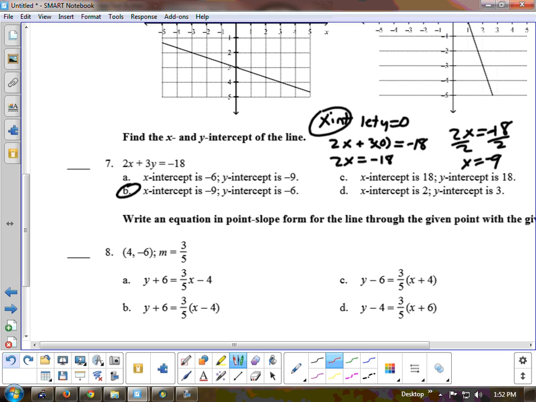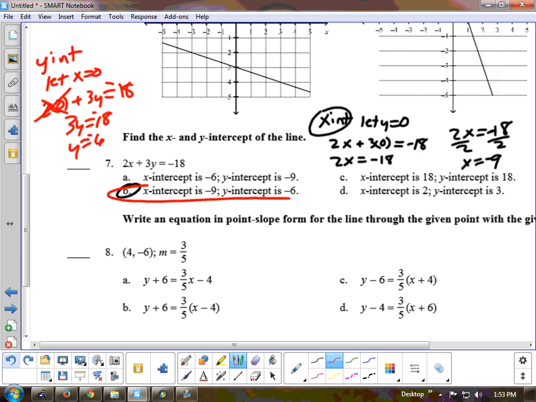So to get the y-intercept, you're going to let x equal 0. So when I let x equal 0, 2 times 0 plus 3y. Notice how I don't let y equal 0, I let x equal 0. That goes away, and I'm left with 3y equals negative 18. And y, dividing both sides by 3, is going to be negative 6. So that is choice B.